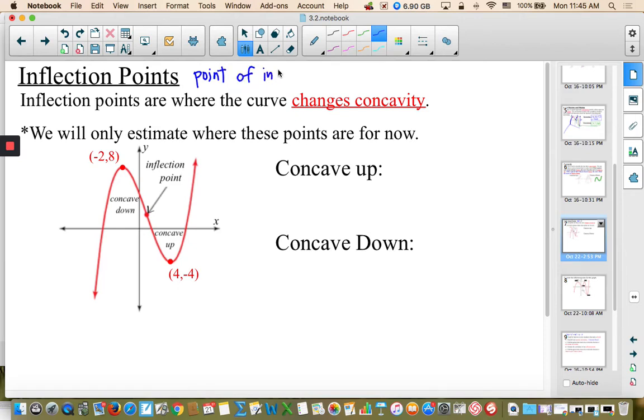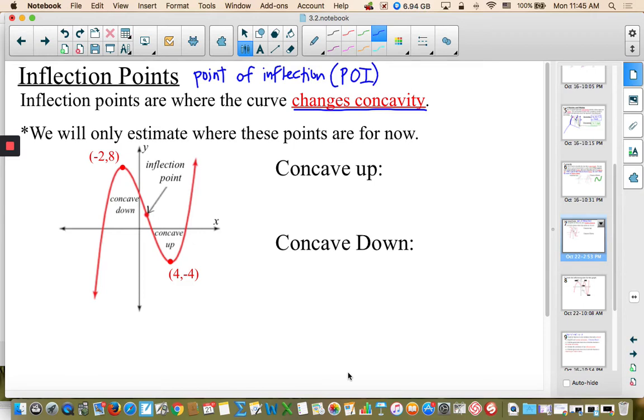Point of inflection. And so you might see the abbreviation POI. A point of inflection is an inflection point. The inflection point is where the curve changes concavity, so when it goes from concave up to concave down, or vice versa. For now, we're just going to estimate where those points are.